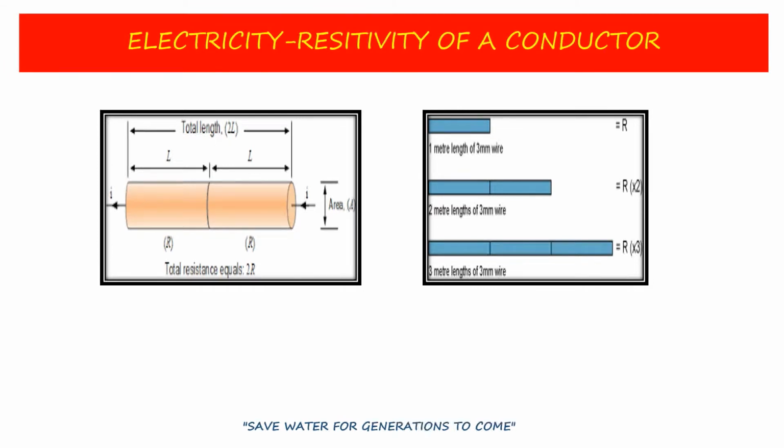But if we take one conductor of copper, and then we take another conductor of aluminum, both of the same length and same area of cross section, and we find the resistance of each, then what do we find? Resistance of each is different.